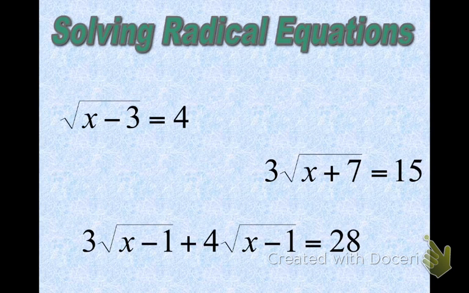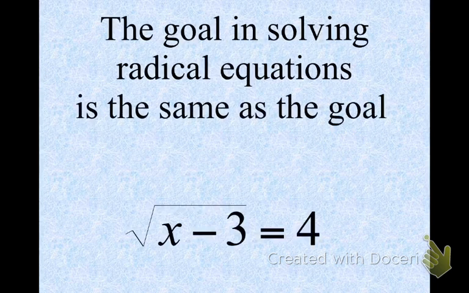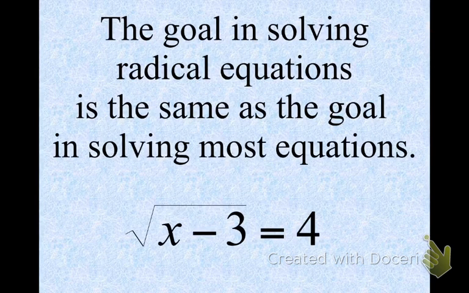So let's go ahead and fill in the sections in your notes. A radical equation is an equation that contains a square root, also known as a radical. So we have an example: the square root of x minus 3, all equal to 4. The goal in solving radical equations is the same as the goal in solving most equations, which is solving for x, getting the x by itself, either adding, subtracting, multiplying, dividing, and doing all those things that will simplify the equation to get x on its own.